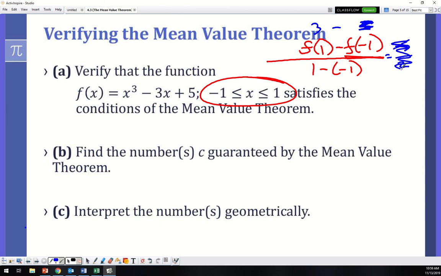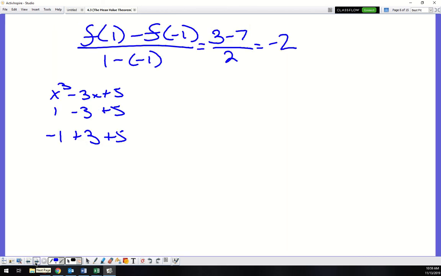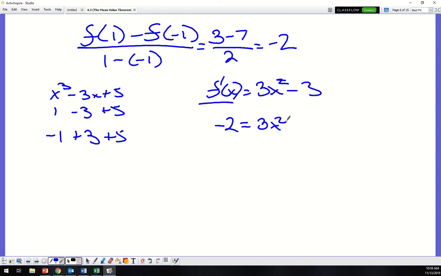So I'm going to take the derivative. So f prime of x is 3x squared minus 3. Yes? And set that equal to negative 2. So this is changing to be negative 2 equals 3x squared minus 3. Add 3, that's going to give me 1, right?